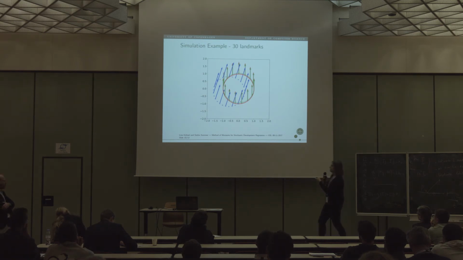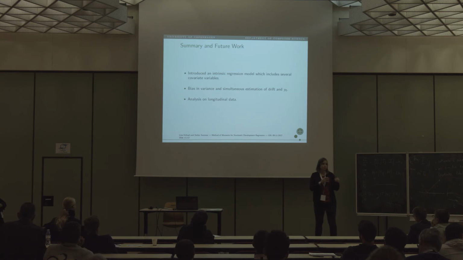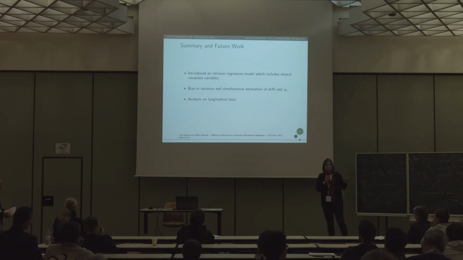So yes, I see that Xavier is standing, so summary and future work. I've introduced an intrinsic regression model on the manifold, which does not do any sort of linearization. It can include several covariate variables, but there is some bias in the variance parameter, and I have to do some simultaneous estimation of the drift and the initial point. And then I would also like to try this on longitudinal data, because we have this time variable, so it would be pretty obvious to try it on that.